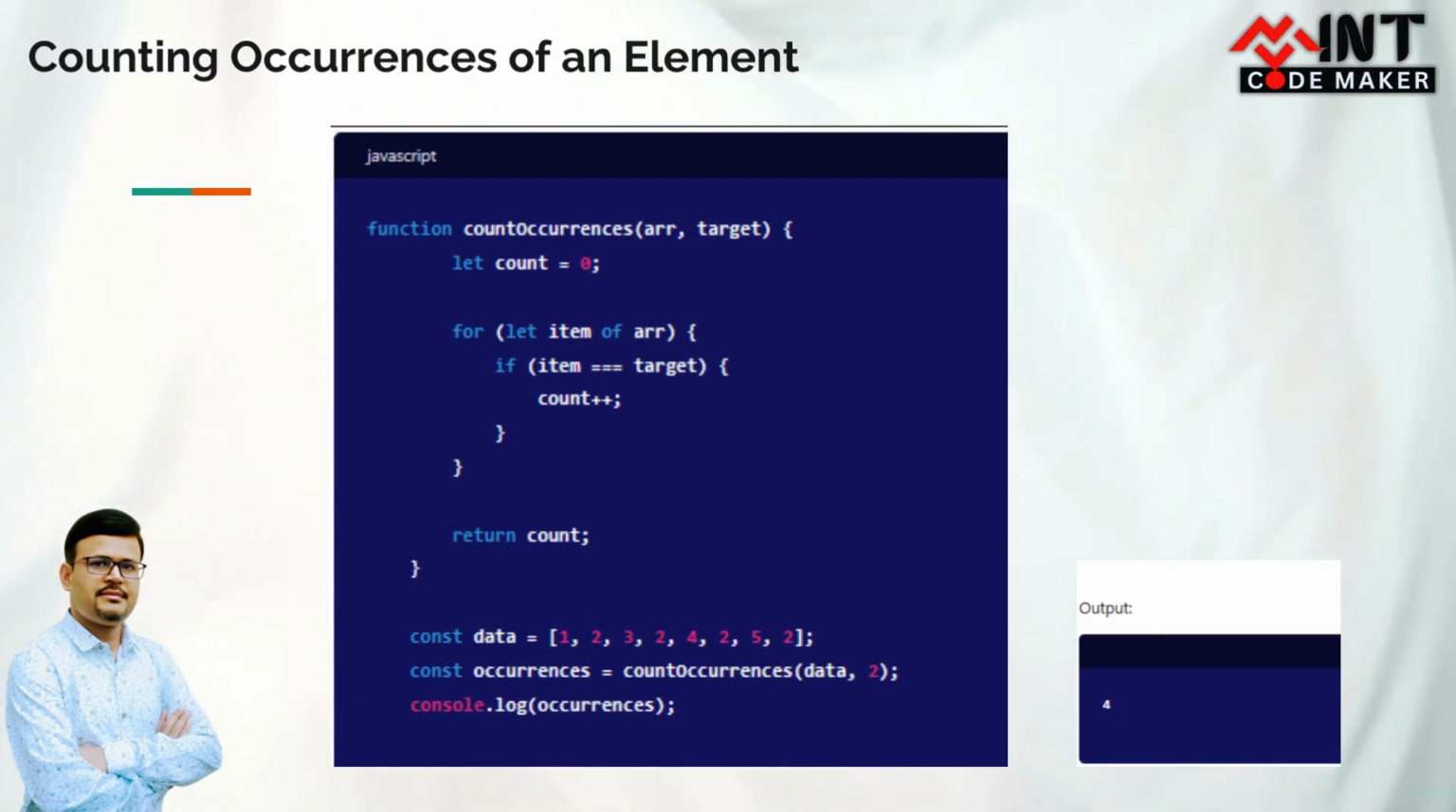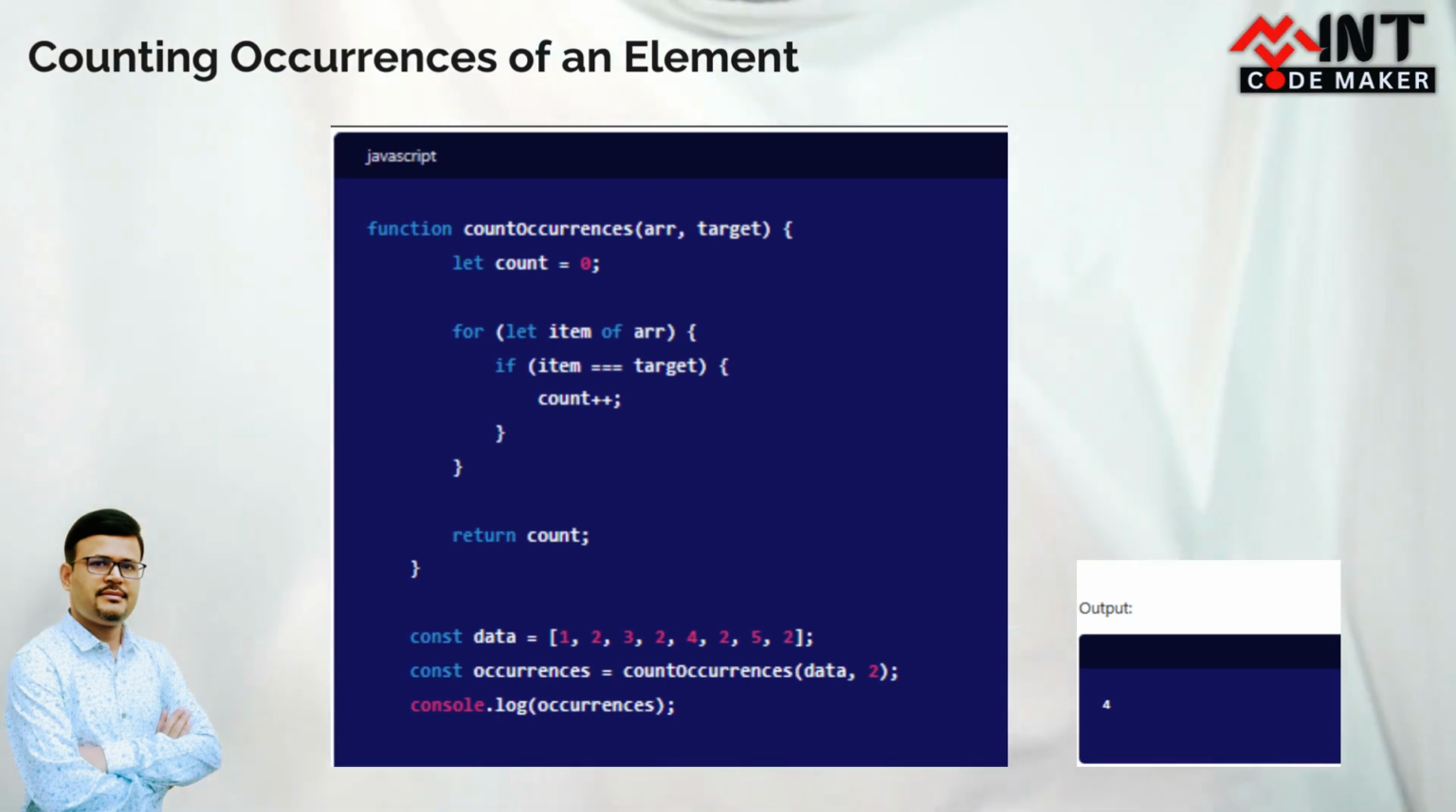Whenever a match is found, the count variable is incremented. The function ultimately returns the final count of occurrences of the target value within the array.